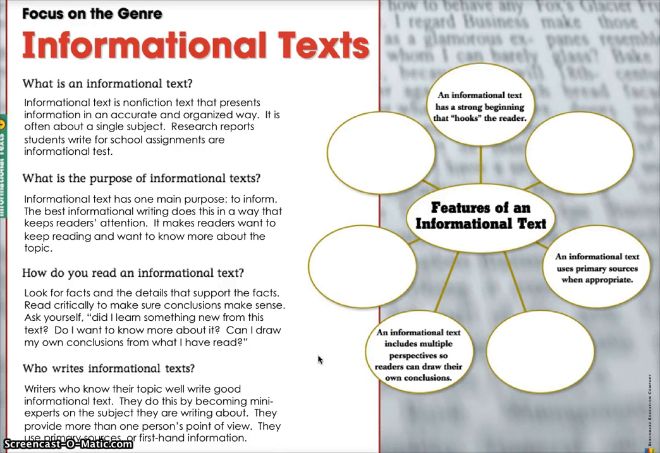An informational text includes multiple perspectives so readers can draw their own conclusion. Now, when we talked about the persuasive essay, not a lot of perspectives in there. Generally, it's just one, and they were really driving home a certain point. Well, when we look at informational texts, they often include different viewpoints, to really allow the reader to come up with their own conclusion, to figure out what they think.